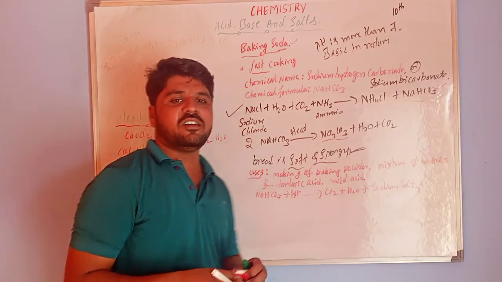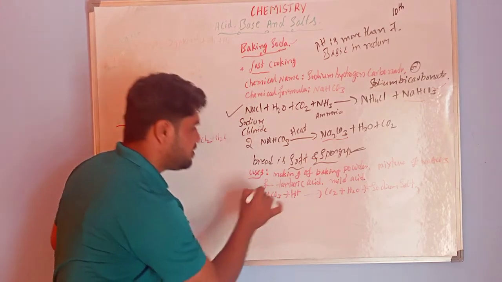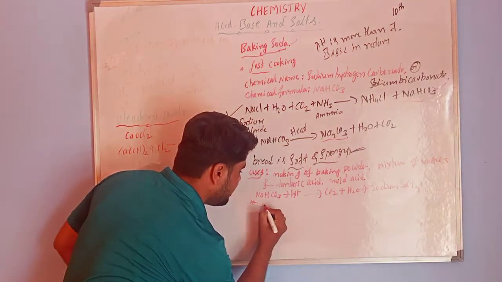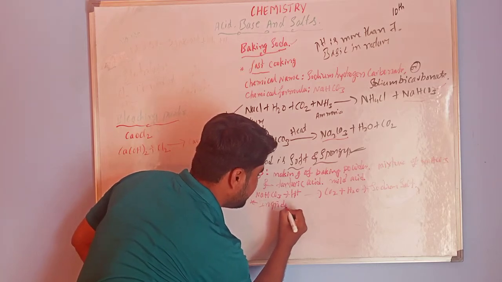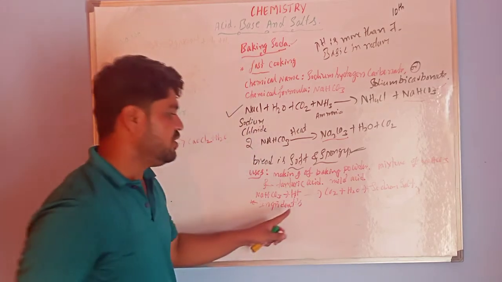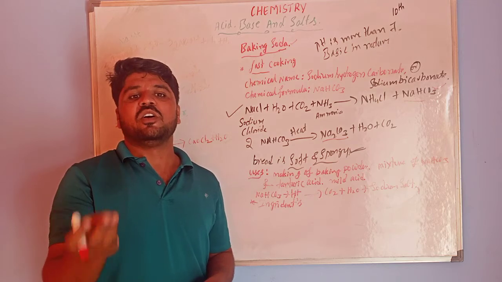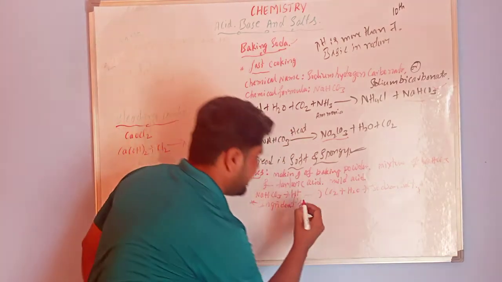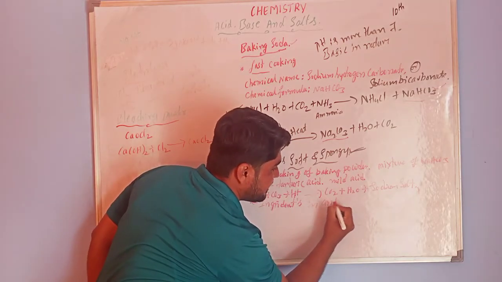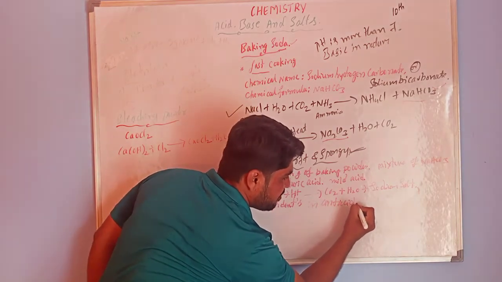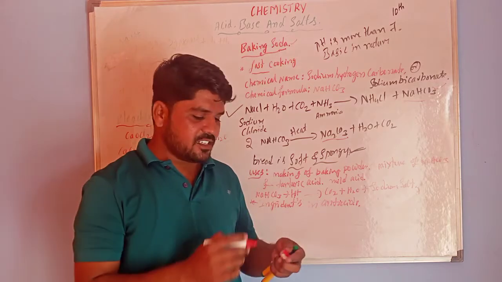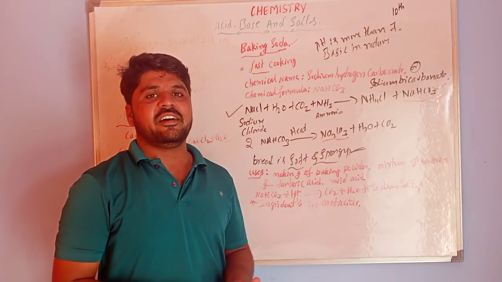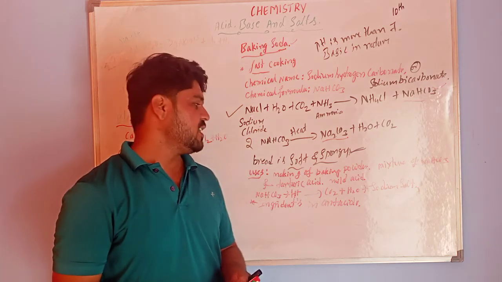It will give a spongy and soft nature to bread. Okay, one more is this sodium bicarbonate. Sodium bicarbonate is used as an ingredient in cooking, and we have to use ingredients in antacids. What is meant by antacids? Antacids are the chemical substances used to neutralize the excess acid.